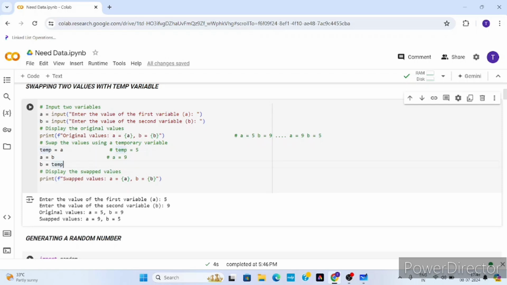And next, b equal to temp. What is the value of temp? Looking at this code, the temp value is 5. So b becomes 5. Now just print the swapped values, that is a and b. Now a becomes 9 and b becomes 5. That is this.